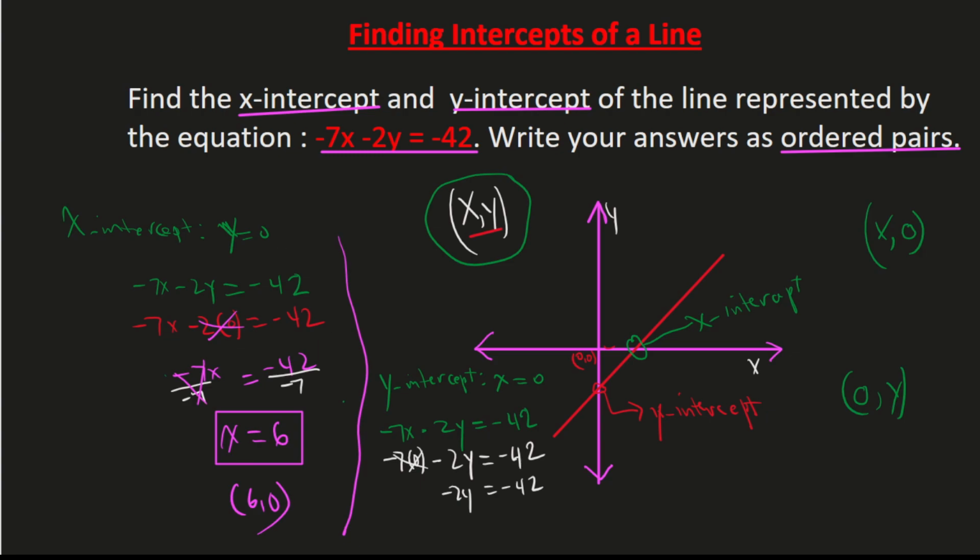You divide by minus 2 on both sides. Divide here by minus 2 as well. And this is equal to 1. So we get y is equal to minus 42 divided by minus 2. This is equal to 21. So 21 is the value of y.